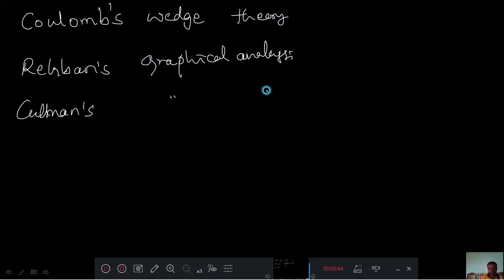Now we are going to start with the graphical method of analysis of earth pressure on retaining walls. The methods are Coulomb's law, Coulomb's wedge theory. In the second one we have Raymond's graphical analysis, and the third one is Coulomb's graphical analysis. These three we need to study.